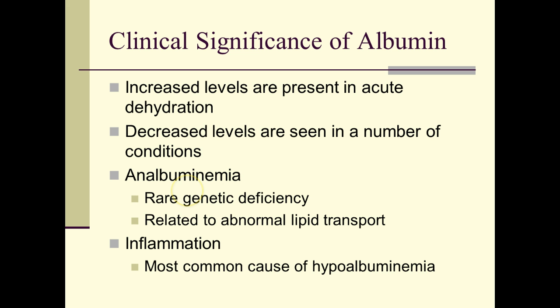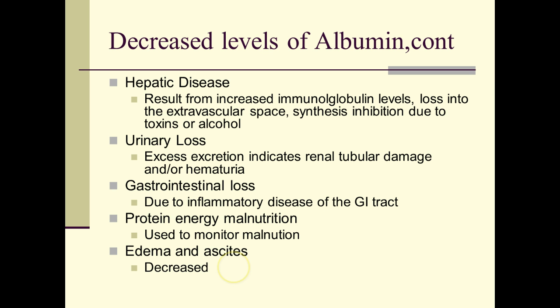Analbuminemia, which is a rare deficiency, having inflammation can cause a low albumin. Having liver disorders can cause a low albumin. Renal tubular damage can cause you to urinate out all of your albumin. Gastrointestinal issues, protein malnutrition, not eating enough protein, and having edema or ascites. Edema is having excess fluid in the tissues. Ascites is excess fluid around the liver.